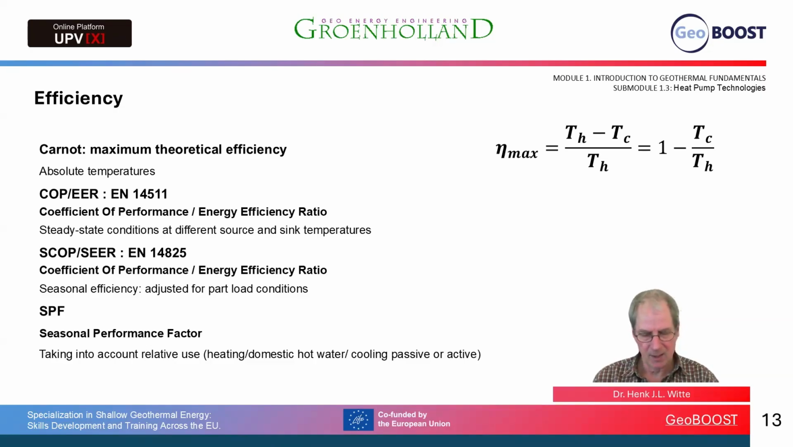Then we can have the seasonal COP and seasonal EER, coefficient of performance and energy efficiency ratio, which gives the seasonal efficiency adjusted for part load conditions according to the EN 14825. And this means that we look at different temperature regions, Northern, Middle European and South European, and look at how the part load conditions are distributed over the ambient temperatures and adjust for those.